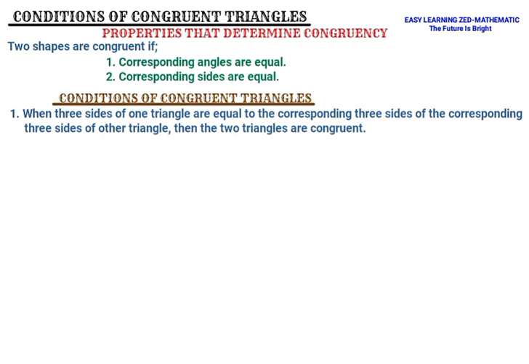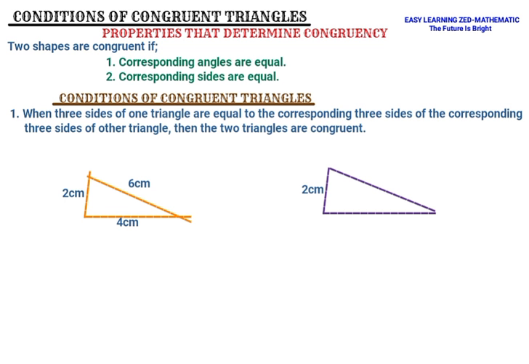So for instance, I have these two triangles. As you can see, these are the two triangles. They have three sides which are 2 centimeters, 4 centimeters, 6 centimeters on both triangles. So this side of the triangle corresponds with this side of the triangle, and this side of the triangle is corresponding to this side of the triangle.